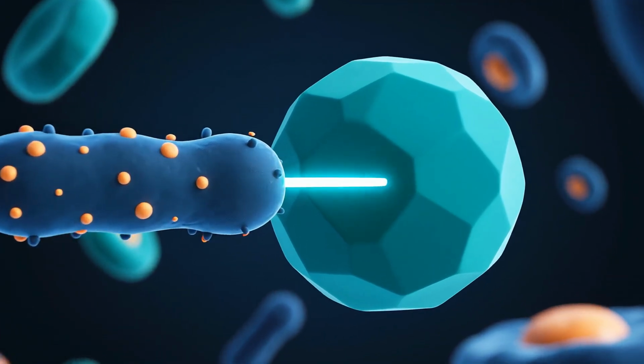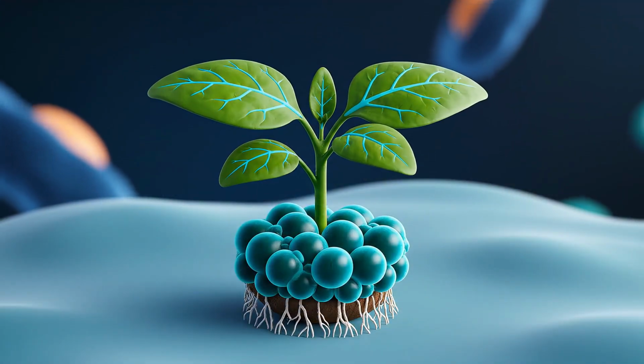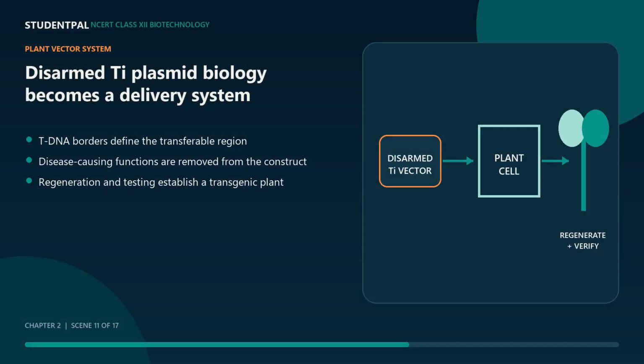Agrobacterium naturally transfers a defined DNA region from its TI plasmid into plant cells. Biotechnology adapts this ability by disarming the disease-causing components while retaining the transfer logic. The DNA intended for the plant is placed between transferred DNA border sequences. In a binary vector strategy, the engineered tDNA region and the bacterial functions that support transfer can be organized on compatible molecules. Agrobacterium contacts plant tissue, the transfer machinery processes the border DNA, and the engineered sequence reaches plant cells.